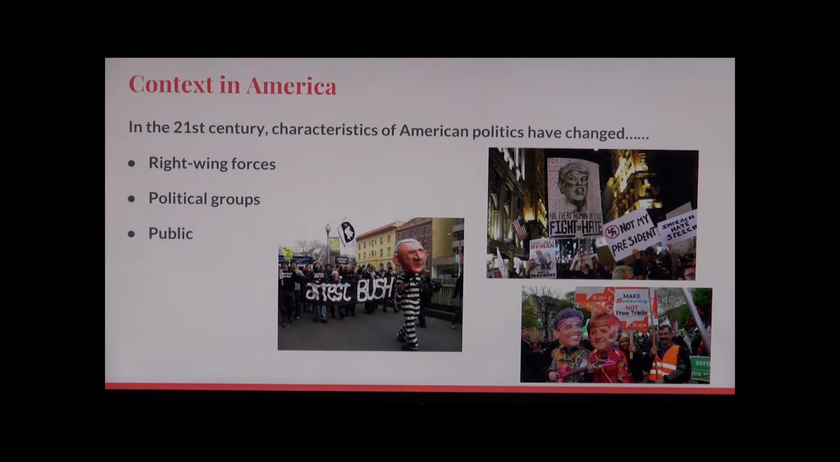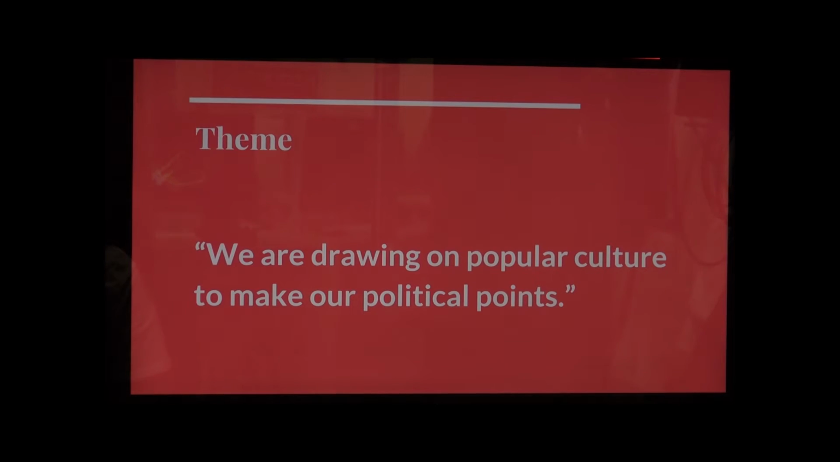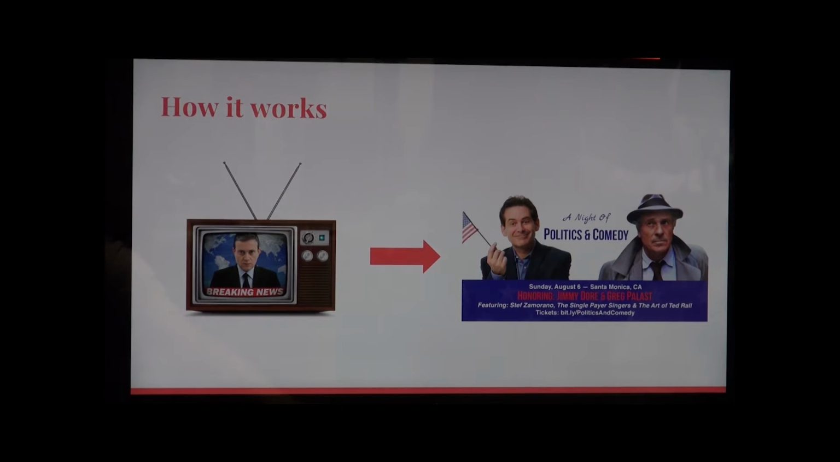From these examples, we conclude this phenomenon as Photoshop for democracy, the theme of this article, which means we are drawing on popular culture to make our political points. So, how does popular culture shape our political view?